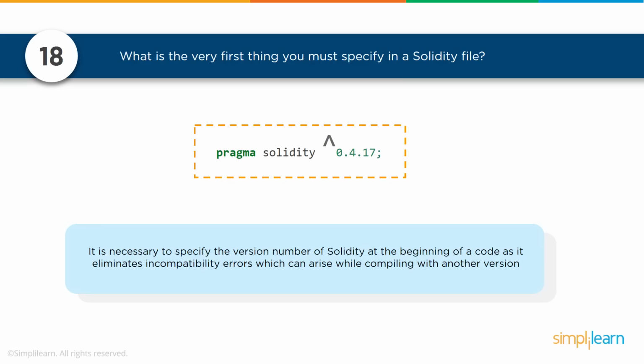What is the very first thing you must specify in a Solidity file? Now it is necessary to specify the version number of Solidity at the beginning of a code, as it eliminates incompatibility errors which can arise while compiling with another version. It is a mandatory clause which has to be there at the top of any Solidity code which you write, and you need to mention the correct version number for which you have written the code.